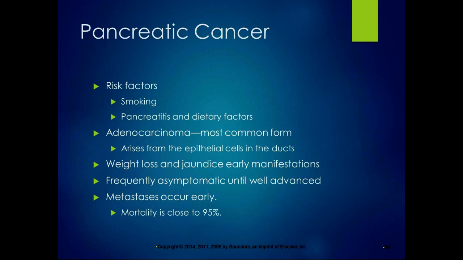Pancreatic cancer is a really terrible cancer because the mortality is super high, close to 95%. The risk factors for pancreatic cancer are smoking and pancreatitis and dietary factors. The most common form is adenocarcinoma arising from the epithelial cells in the pancreatic ducts. Weight loss and jaundice can be early manifestations. It's frequently asymptomatic until well advanced. That sounds familiar, doesn't it, for the digestive system? Metastases occur early because the pancreas is not encapsulated. So those metastases can occur earlier.